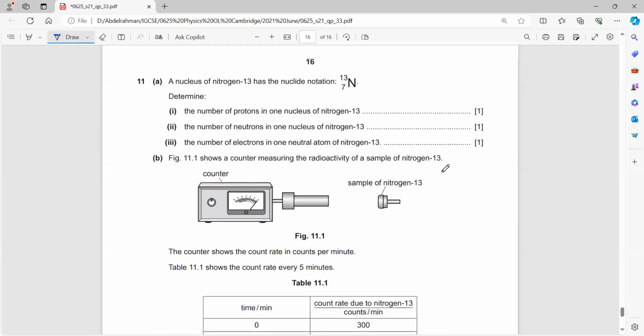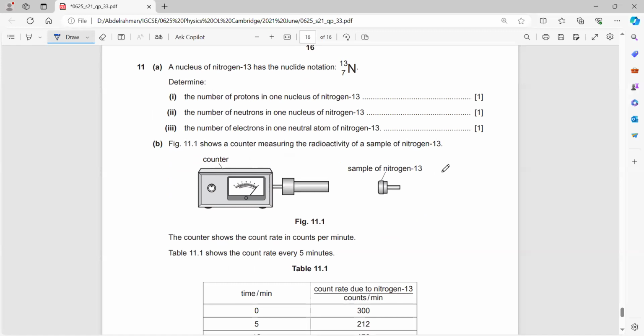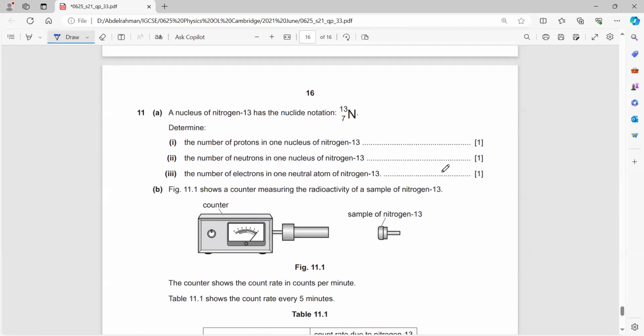Last question, thank God. What is the number of protons? Number of protons here is 7. Number of neutrons is 13 minus 7, which is 6. Number of electrons in a neutral atom is the same as the number of protons, 7. Three very easy marks.